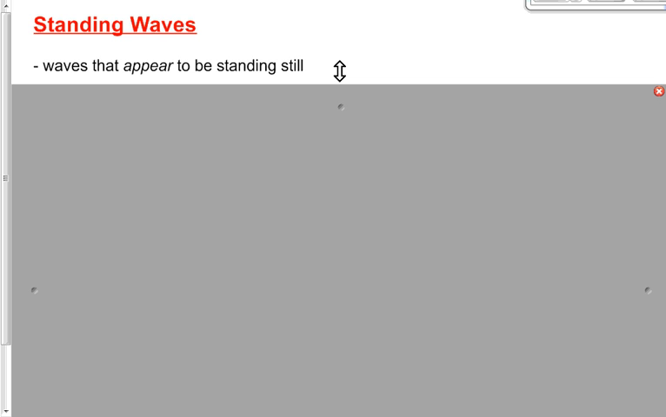But the ones that we wanted to focus on were the ones that appeared to not be random, the ones that appeared to be special, the ones that we call standing waves. Standing waves are waves that appear to be standing still. The first one that you saw yesterday was like this. It appeared to be standing still. The second one that you saw yesterday was like this. Again, it appeared to be standing still. The third one that you saw yesterday was like this. Again, it appeared to be standing still.